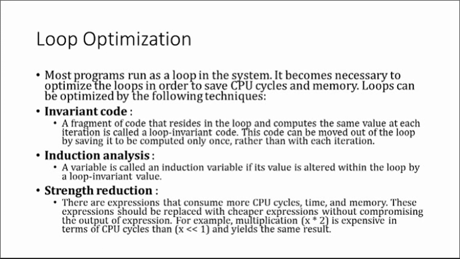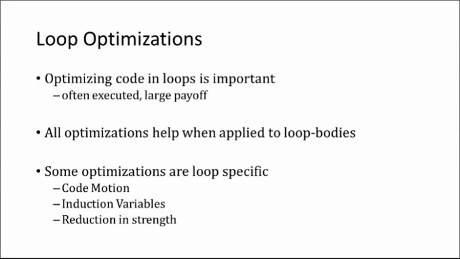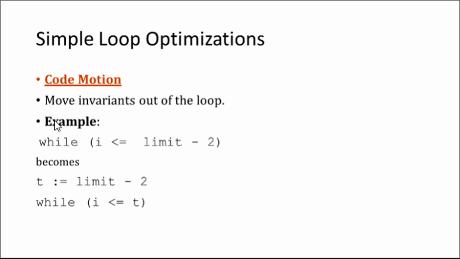And strength reduction means replacing an expensive operator with a cheaper operator. So here the loop optimization techniques are code motion, induction variables and strength reduction. We have seen code motion: if you are going to calculate while I is less than or equal to limit minus 2, every time why do we calculate limit minus 2? Let us calculate it only once. That's why we write while I is less than t. This is called code motion.